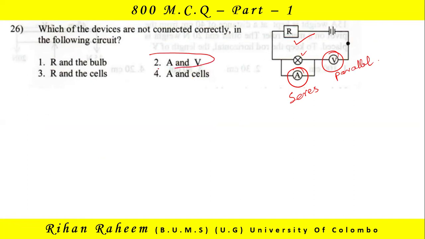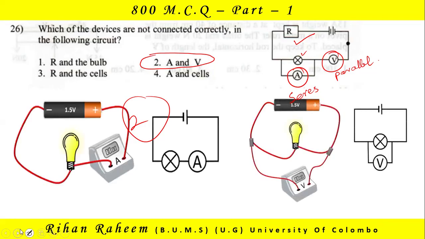So the ammeter and voltmeter. The ammeter checks the amount of current in amperes. The voltmeter checks the voltage in volts. So question 26, answer number 2. Yes, the ammeter is connected in series. The voltmeter should be connected parallel to the circuit.